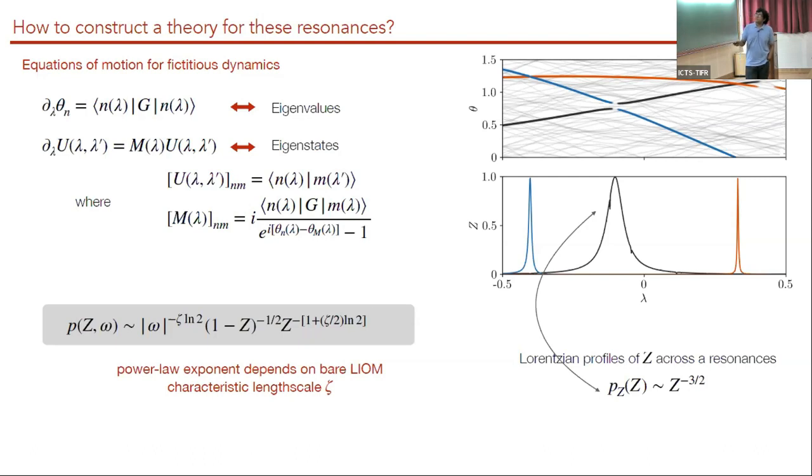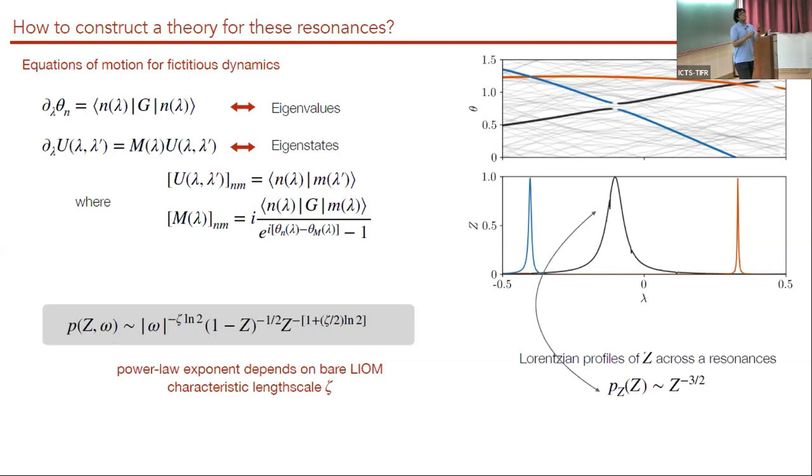And you notice that in particular, this power law that sits on top of Z is very different from the -3/2. Actually, this power law exponent depends on the bare Liom characteristic length scale zeta. And the way it comes about operationally is that when we solve these equations of motion, we have to put in a boundary condition.